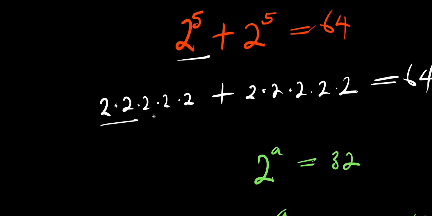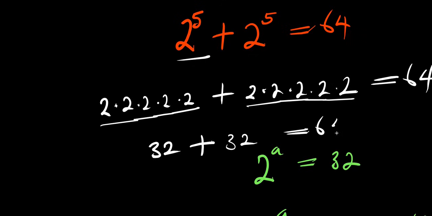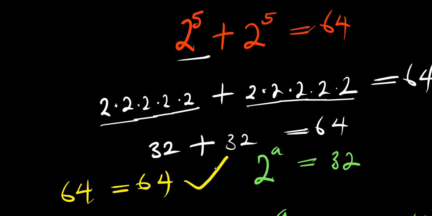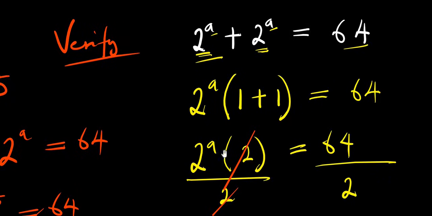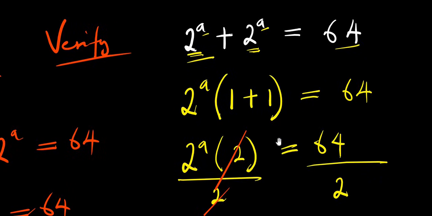So this is 4, 8, 16, 32 plus 4, 8, 16, 32 equals 64. So 32 plus 32 will simply give you 64, and this equals 64. So left hand side equals right hand side. Our answer is totally correct, guys. And this is how you can solve this exponential problem with or without your logarithm.